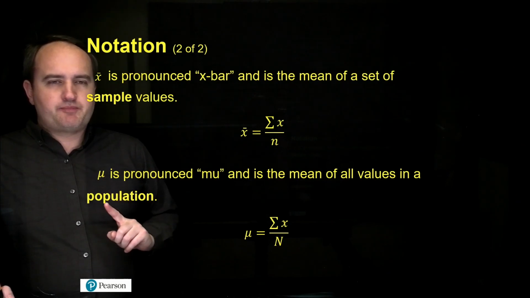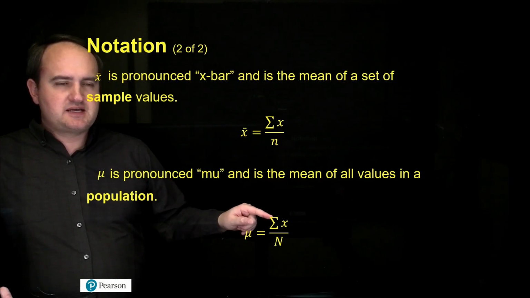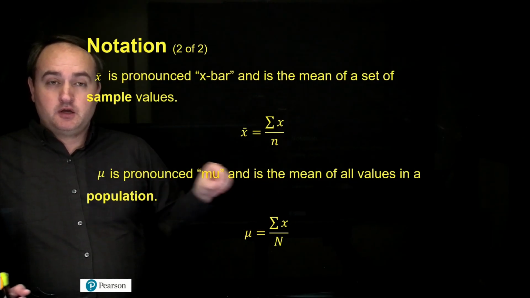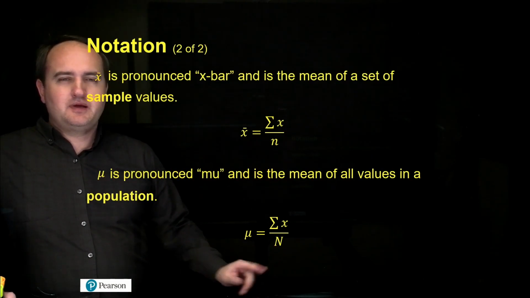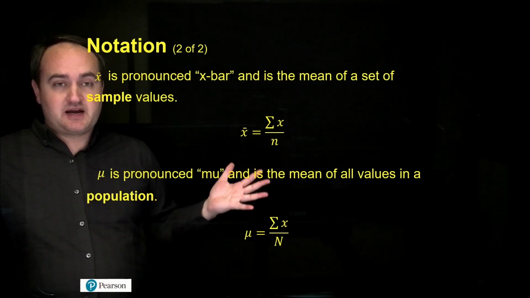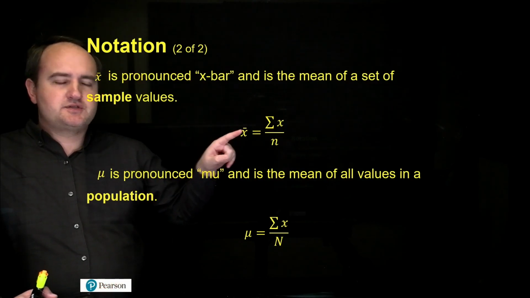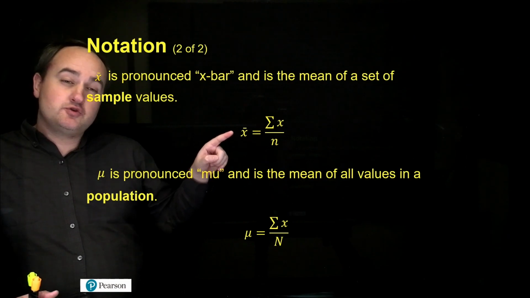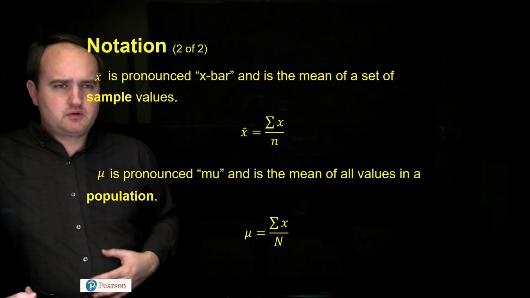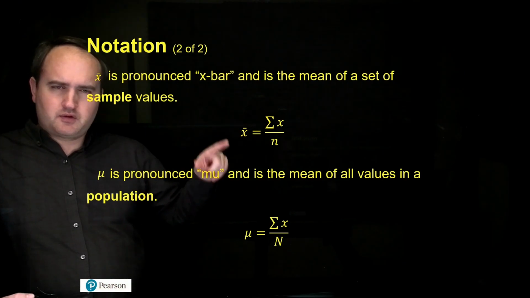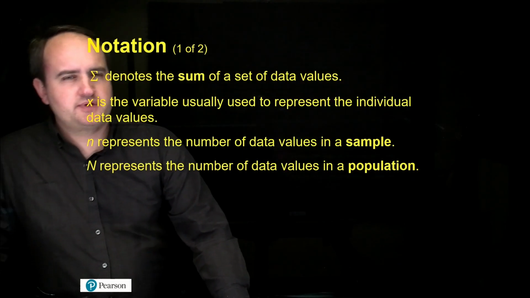Mu is the population mean, and it's the same exact process. So mu equals sum of x. Here, x is referring to all the data values in the population, and capital N represents the size of the entire population. But once you get used to this notation, which you do need to get used to, actually calculating these is very straightforward. It's mostly just getting used to all the new letters and the notation. The rest of it should be pretty straightforward.